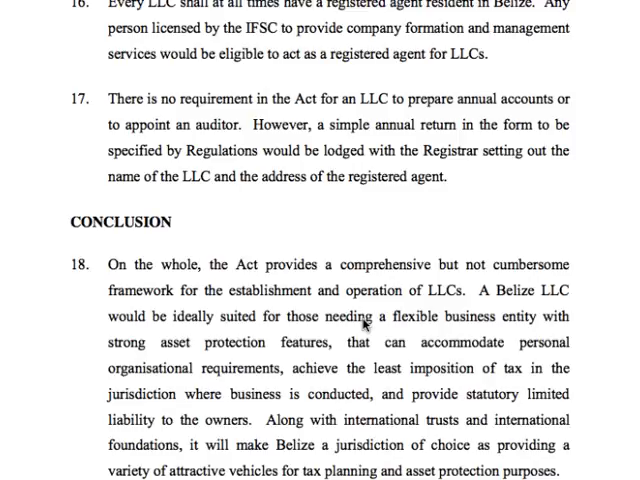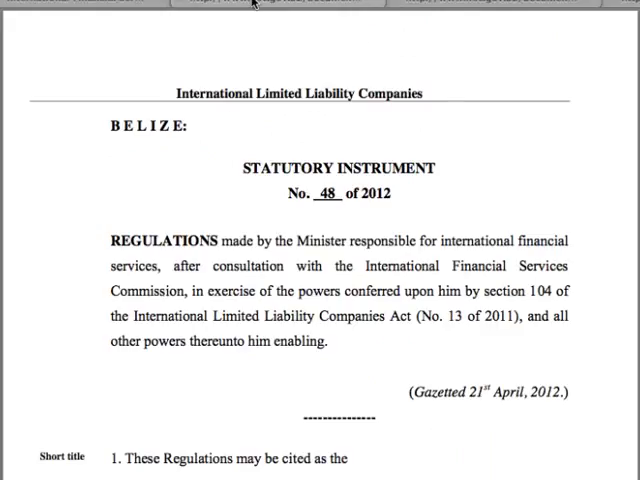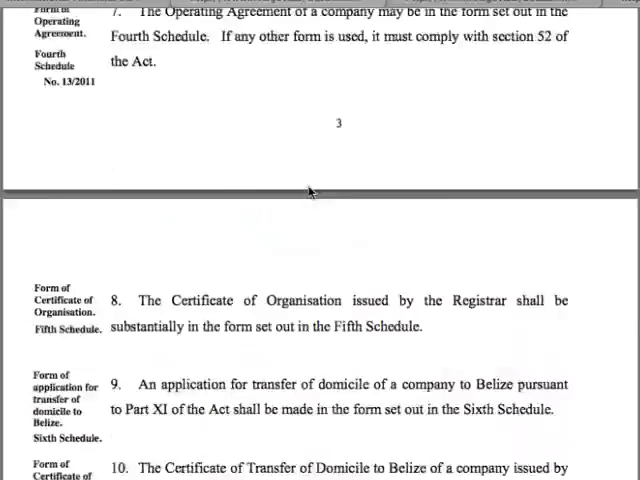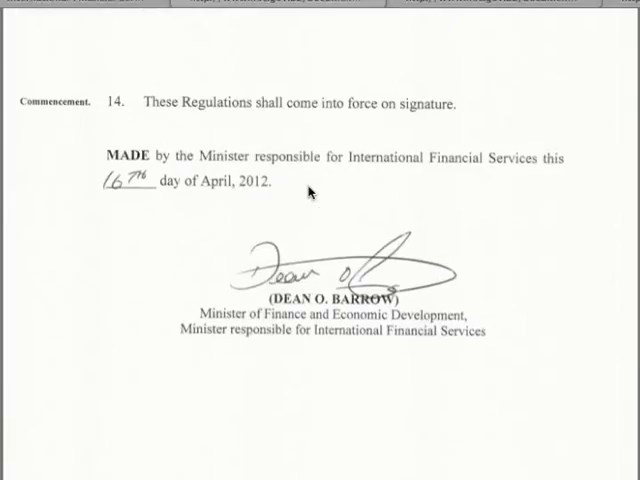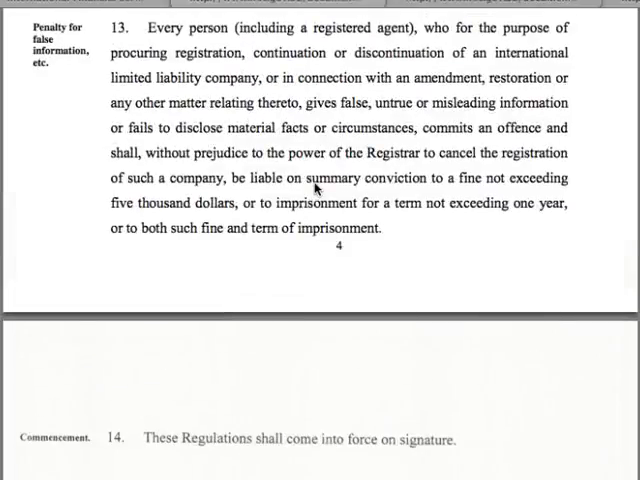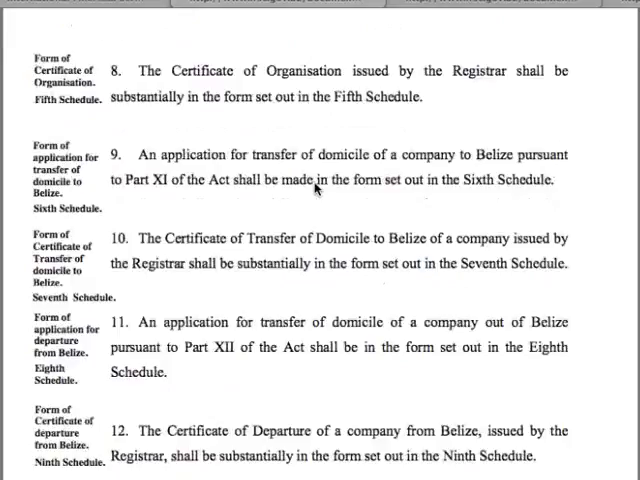In addition to the overview I just showed you, the government just published regulations dealing with the LLC Act. These were just sent to me, as I mentioned last week. Right here, they were signed by Dean Barrow, the Prime Minister, on the 16th day of April. So these aren't even a month old, from my perspective.